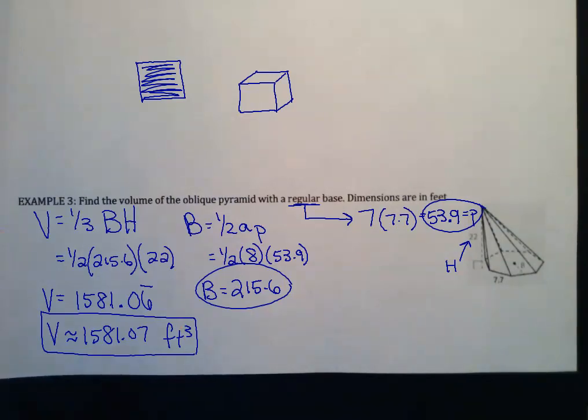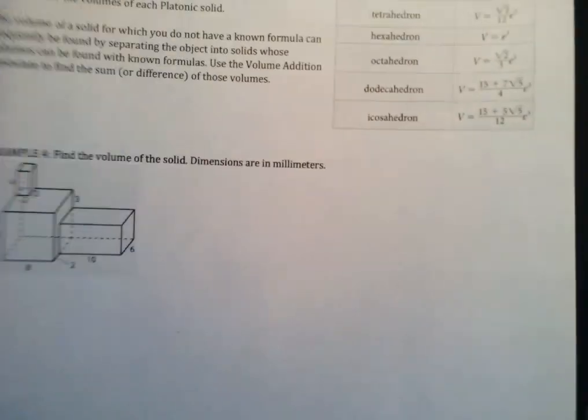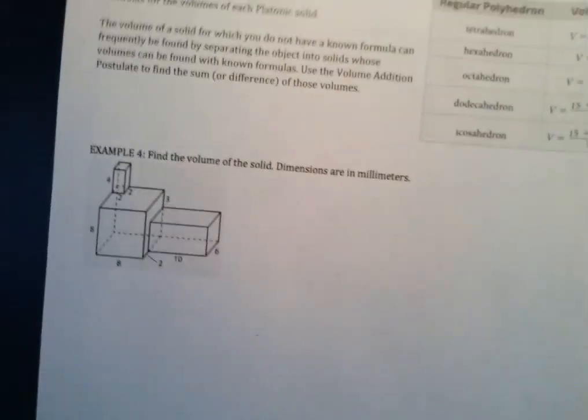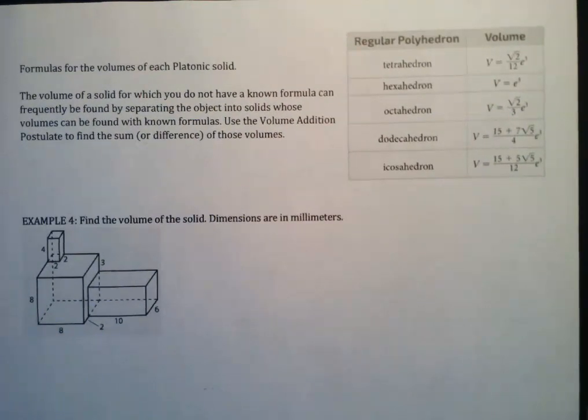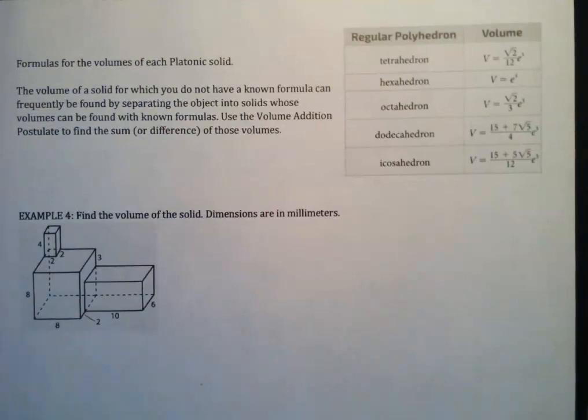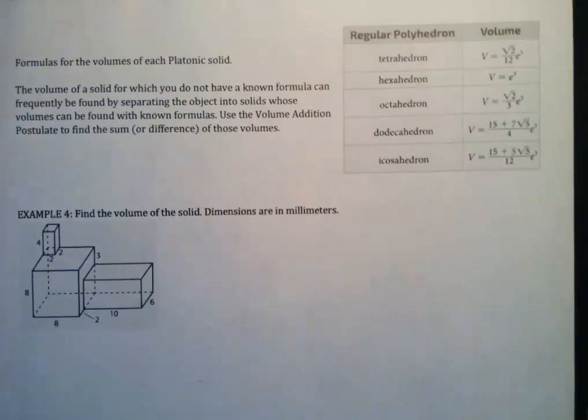All right, so on to the back. We have some formulas for the volume of your platonic solids. Remember, the volume of a solid for which you do not have a known formula can frequently be found by separating the object into solids whose volumes can be found with known formulas. Then we get to use the volume addition postulate to find the sum or difference of those volumes, which is what we get to do on example 4. We're going to find the volume of the solid, and dimensions are in millimeters.